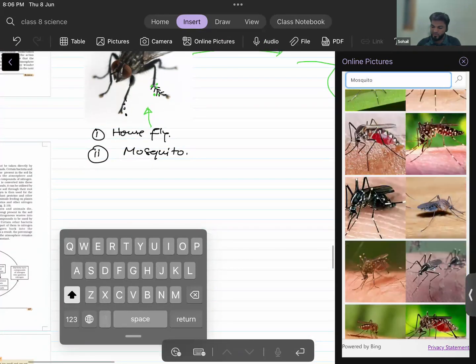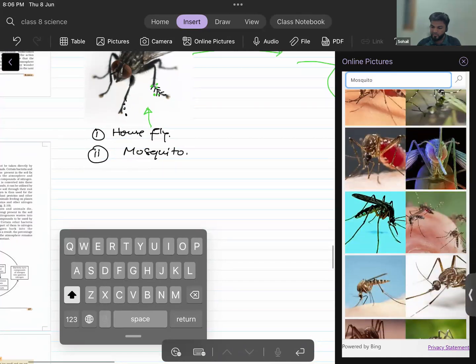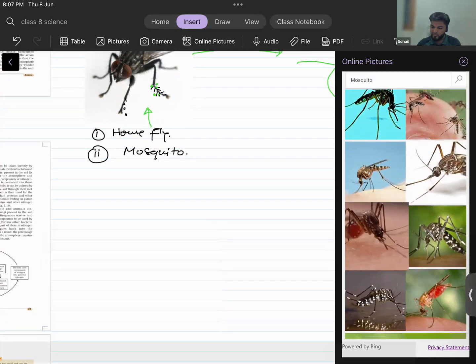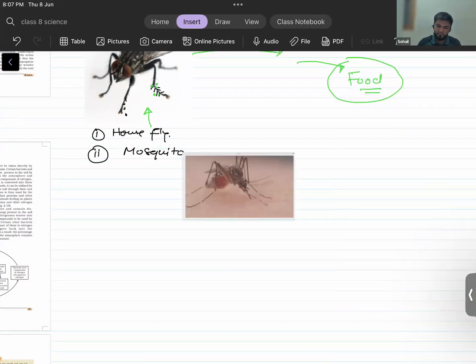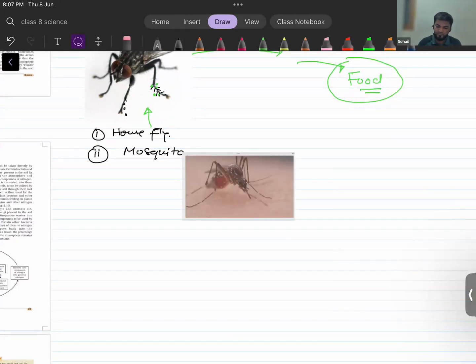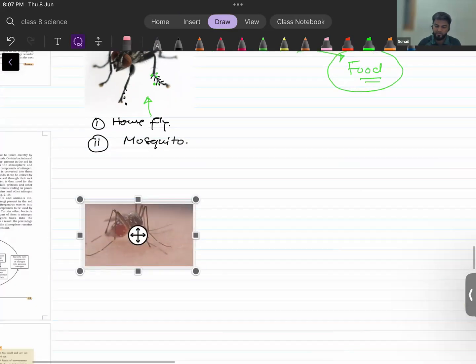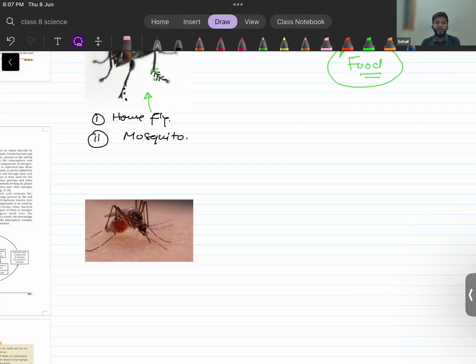Do we have a better diagram? So the main difference between the two is that in one carrier, the microorganism sticks to the outer body, and in the other carrier, the microorganism gets into their bloodstream.